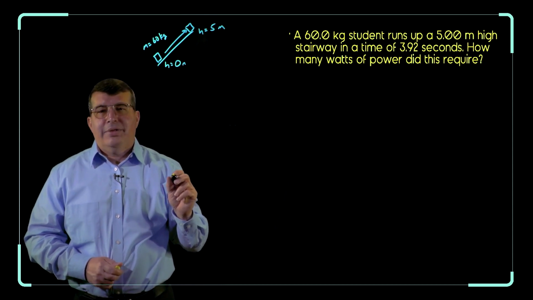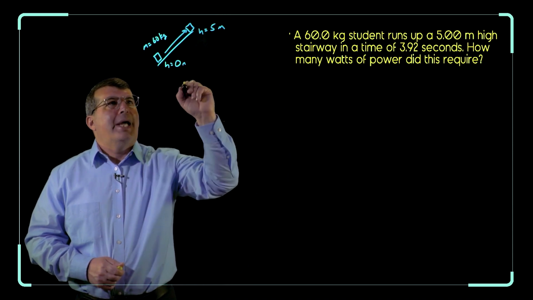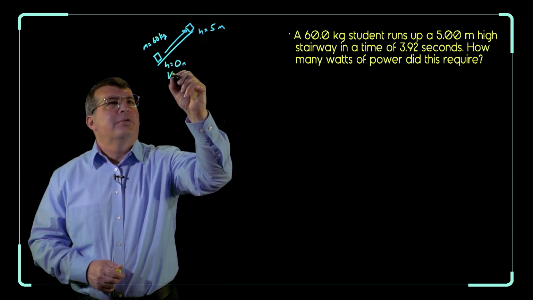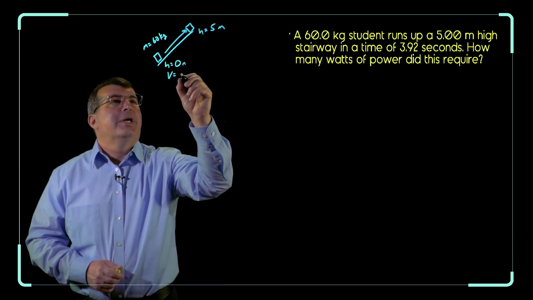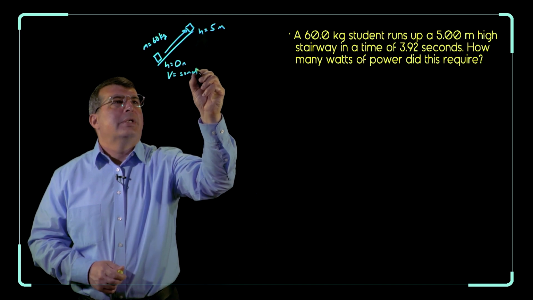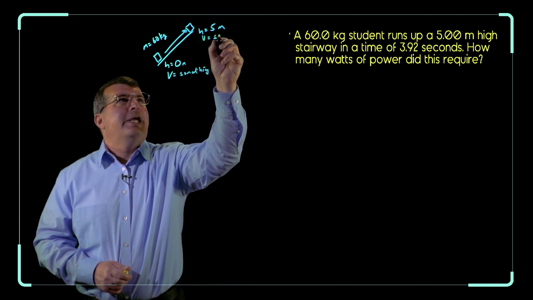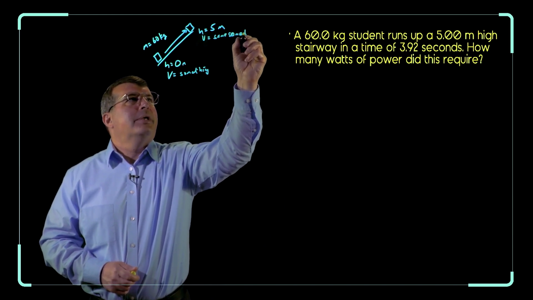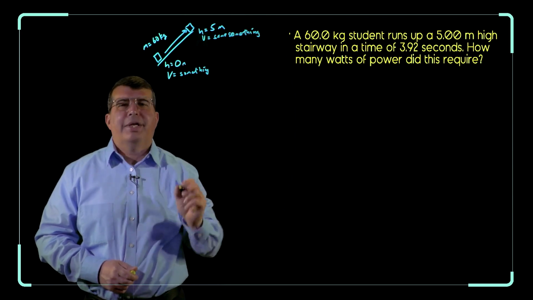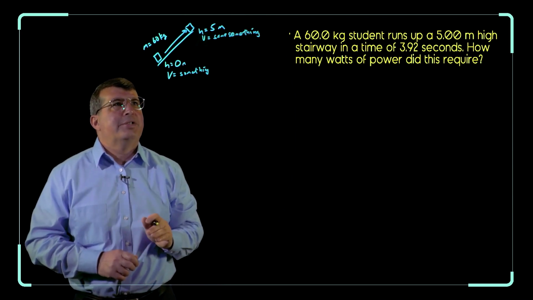And we're going to say that the speed does not change. So the student is running up at constant speed. So V is equal to something, and at the top, V is equal to the same something. Whatever it is, it doesn't change. So the student runs up at constant speed.